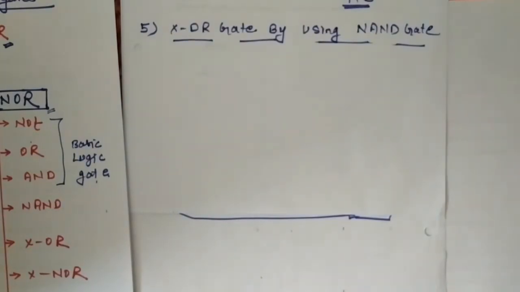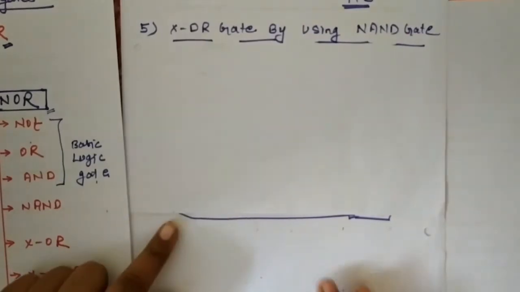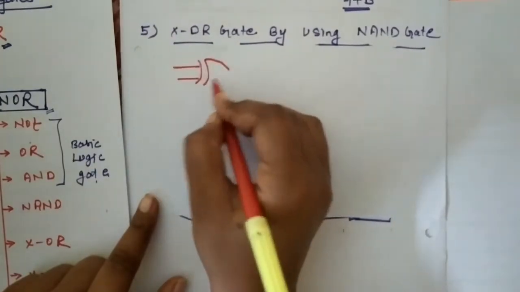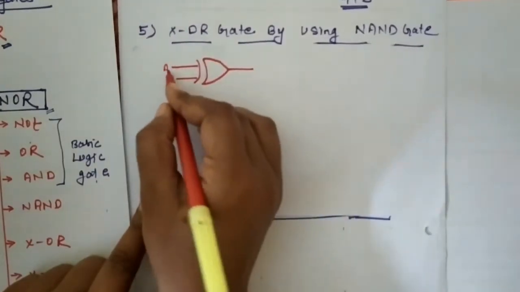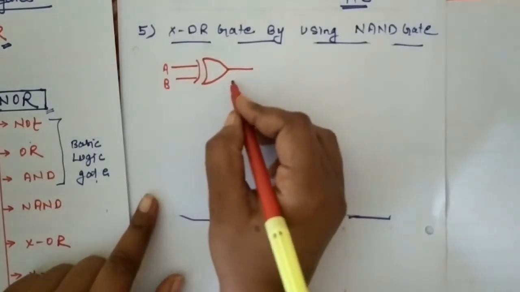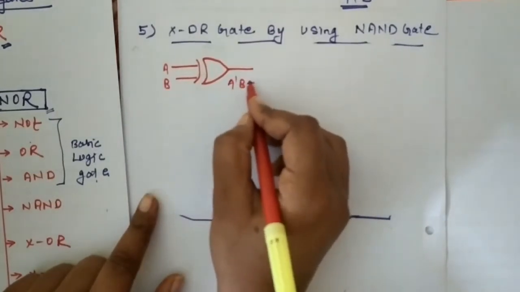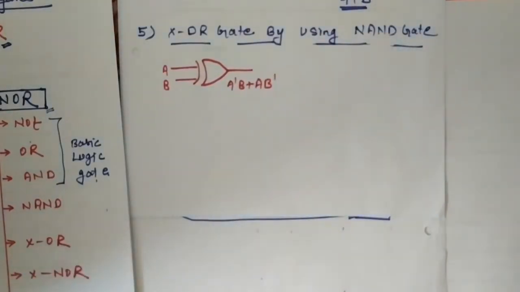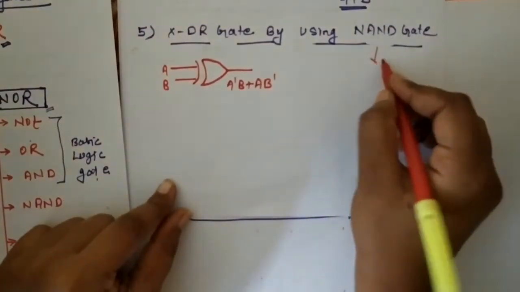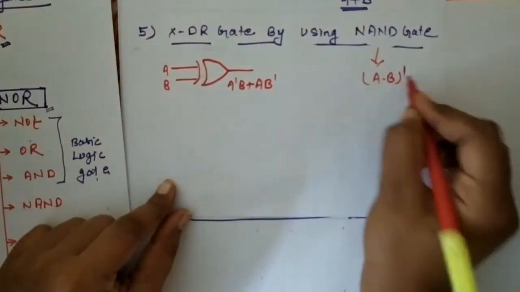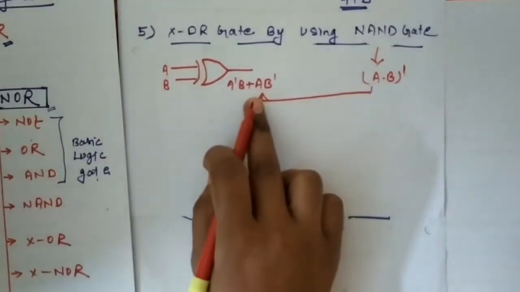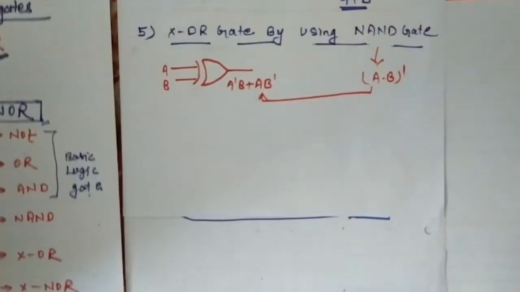So firstly see what is the logic diagram of XOR gate. The logic diagram of XOR gate is like that. X means exclusive, and OR, it is A and B. So what is the expression of XOR? The expression of XOR is A dash B plus A B dash. This is the expression of XOR gate. And for the NAND gate, here the expression is A into B dash. So we have to convert this expression into this way.